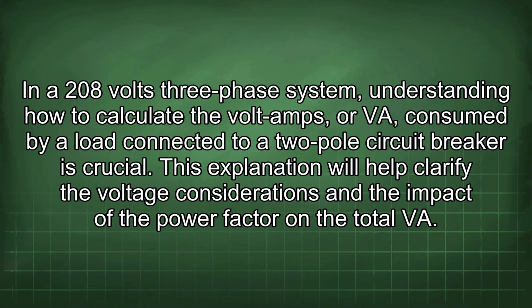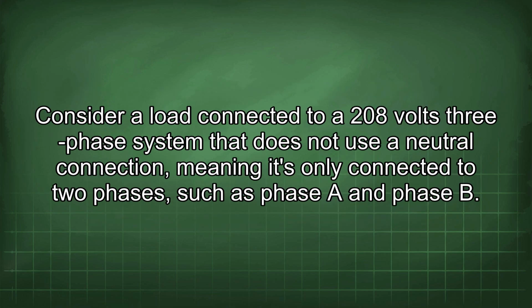In a 208 volts three-phase system, understanding how to calculate the volt-amps or VA consumed by a load connected to a two-pole circuit breaker is crucial. This explanation will help clarify the voltage considerations and the impact of the power factor on the total VA. Consider a load connected to a 208 volts three-phase system that does not use a neutral connection, meaning it's only connected to two phases, such as phase A and phase B.